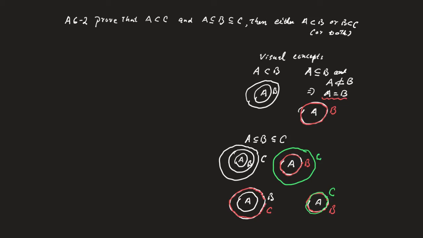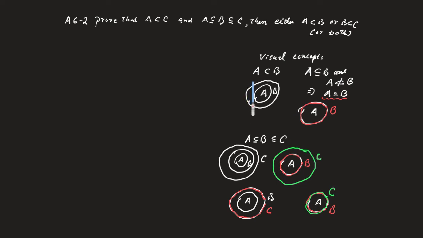Some students have questions about assignment 6.2. Prove that if A is a proper subset of C, and A is a subset of B, and B is a subset of C, then either A is a proper subset of B or B is a proper subset of C. Since you have logical OR, both could be true. Now let's first clarify this concept.